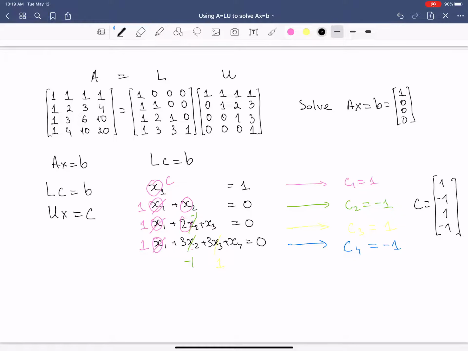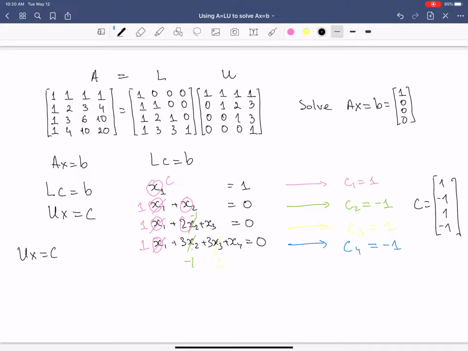And now we need to use this C to solve UX equals C. So now I'm going to write the system UX equals C. You see here how LC equals B was forward elimination or forward substitution, not elimination. So we were able to find C1 directly from the first equation, then C2 from the second, then C3 from the third, and C4 from the fourth. When we go into UX equals C, we're going to use back substitution because we will start from the last equation and go back to the first equation.